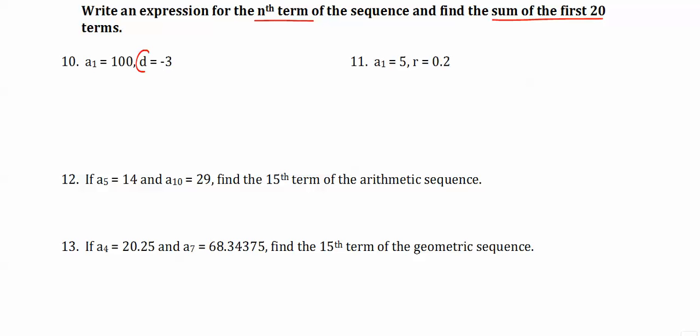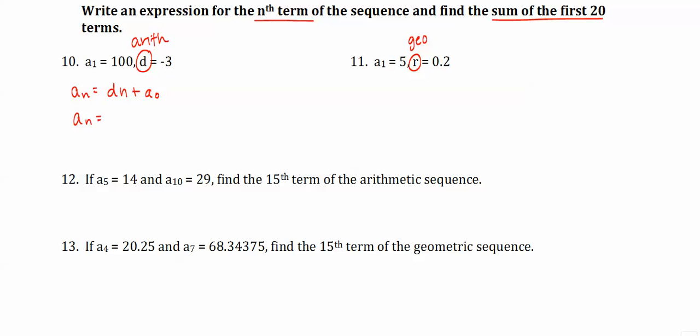Remember, anytime you see a D, that would be your arithmetic, and then in number 11, I see an R, so that would be geometric. Okay, so nth term. For arithmetic, remember this is just linear, so AN equals DN plus A0. Okay, so we need to know our D or our change, like our slope, and then we're going to go backwards and find the zero term.